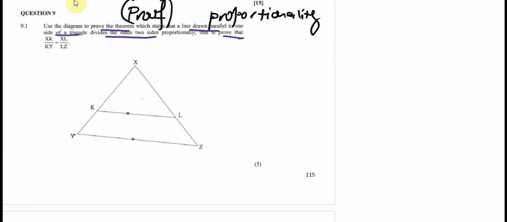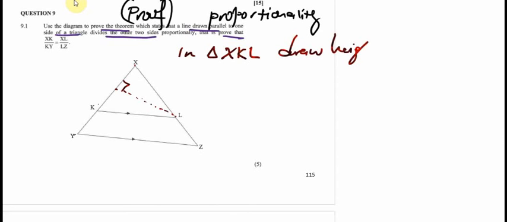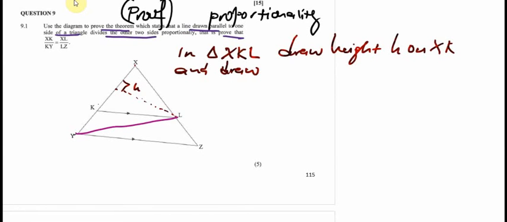First I'm going to draw. I'm looking at XK as the base, like here. So I'm going to draw a base, then a height in relation to this base. In triangle XKL, draw your height, and I can say this height is h. Draw your height h on XK, and draw YL. Why do I do this?